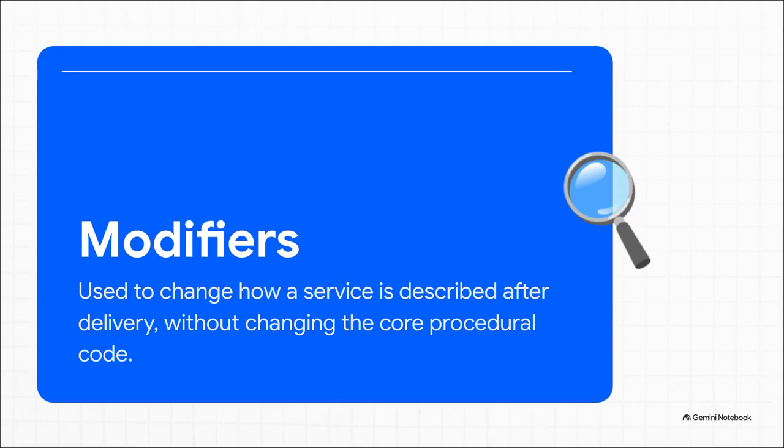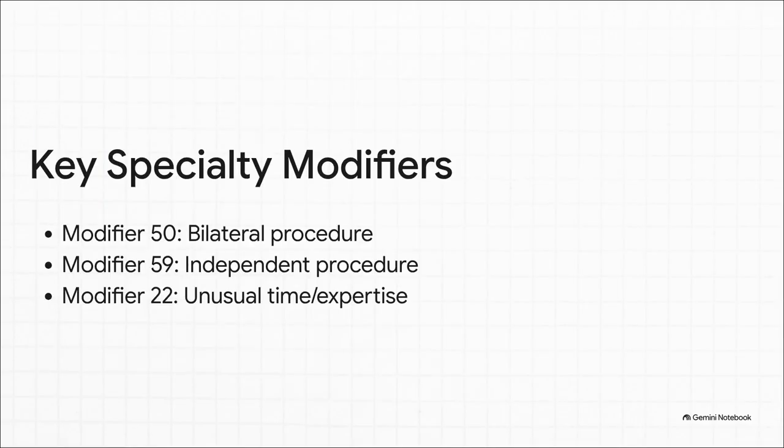Essentially, modifiers tell a specific story. They signal to the payer that, yes, this procedure happened, but it was altered by unusual circumstances, or it took place in multiple locations, or maybe it required extra time and expertise. Let's look at some of the heavy hitters.